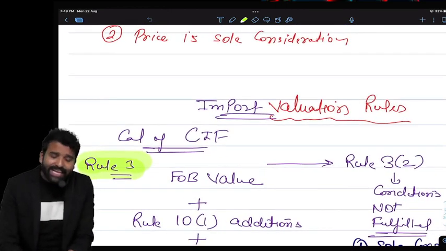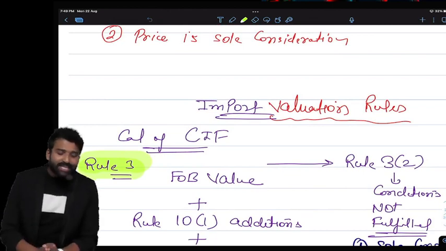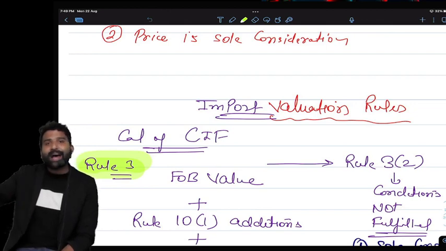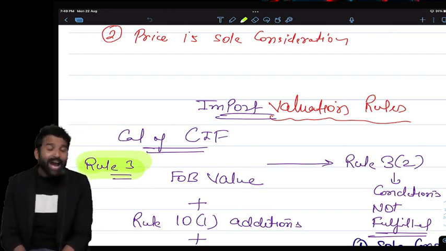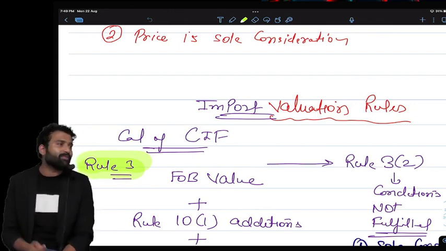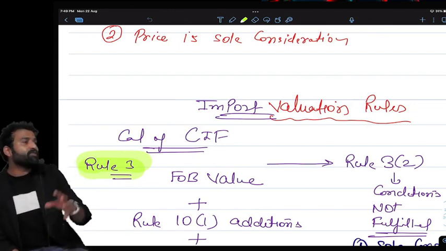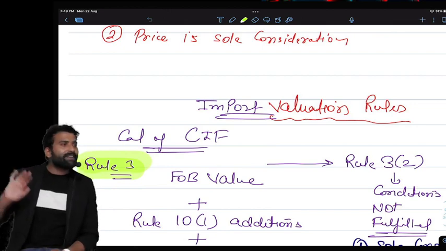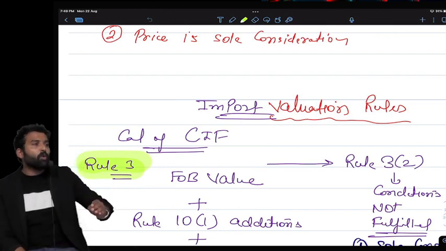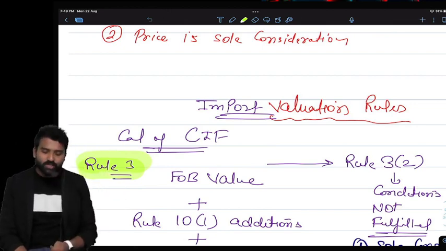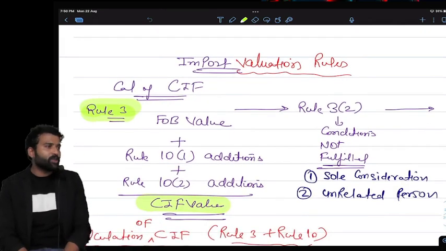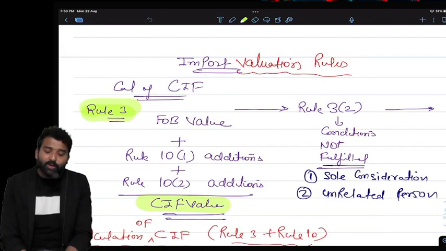There are some import valuation rules that indicate how to calculate the CIF value, how to calculate the value for the purpose of importation, how to calculate the value for the purpose of calculation of customs duty. We have to follow import valuation rules. For export, we have export valuation rules, but for import, we have import valuation rules. So first, we will start with rule 3 of the import valuation rules that says how to calculate CIF.